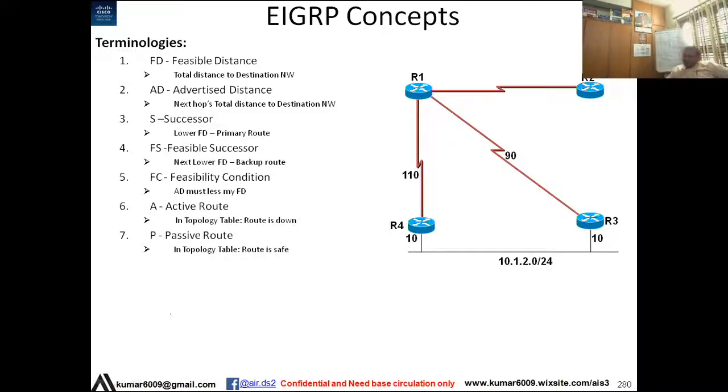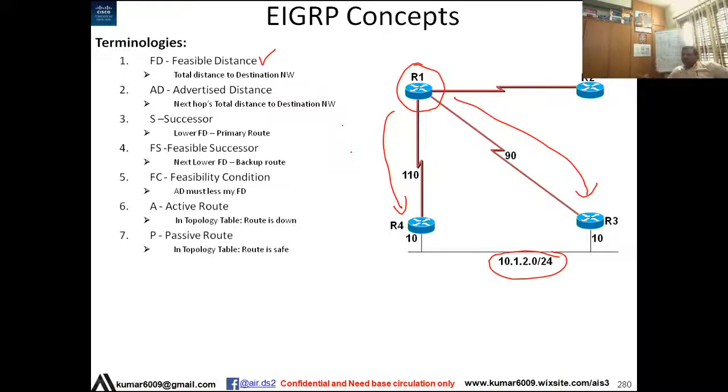First, FD. Now R1 is there. You want to go to the 10 dot network. There are two routes, via R4 and via R3. For discussion purposes, I gave some values, 90, 10 like that, right? You tell me, what is the total distance to go to 10 via R3? 100. Yes. Via R4? 120. That is called feasible distance. What is feasible distance? For a destination network, the total distance.